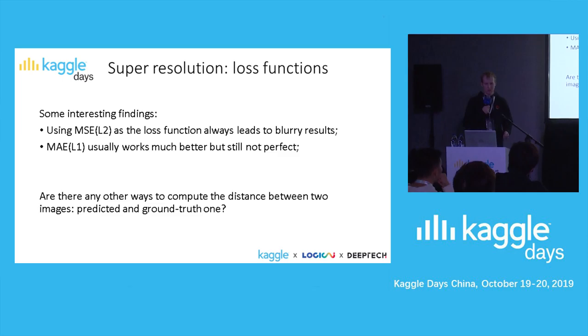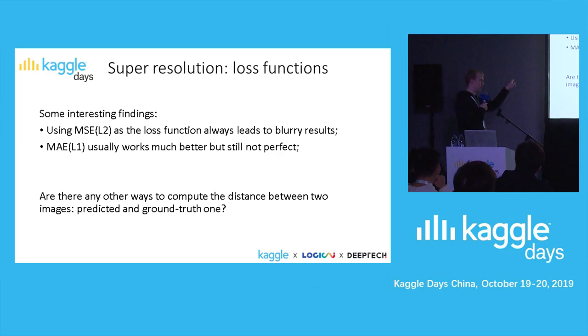Another loss function, which is called mean absolute error, like L1 loss, usually works much better than the MSE one. But still, it's not perfect. It's again not the perfect loss, and it's again struggling with the same two problems which I described before. Okay.